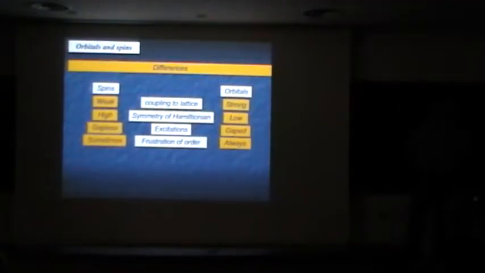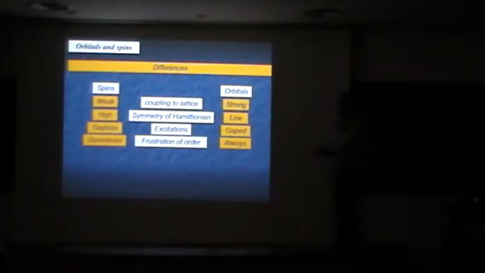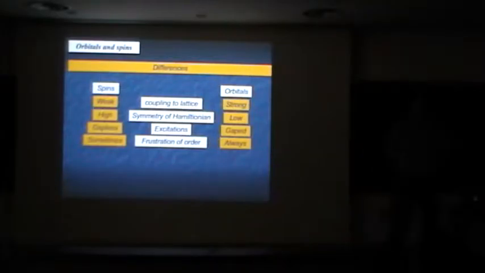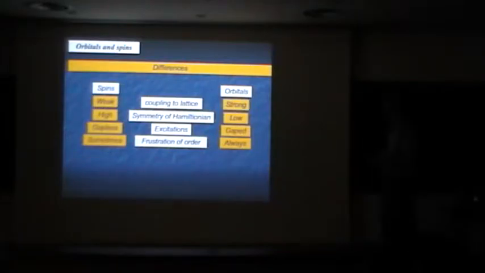Okay. Now let's do the differences. Again, very rough arguments, but just to get some idea. The coupling to the lattice of spins. Well, spins normally do not couple very strongly to the lattice. Why should they? How can spins couple to the lattice? Well, by a spin-orbit coupling. This couples the spin space to, say, real space, or crystal space.